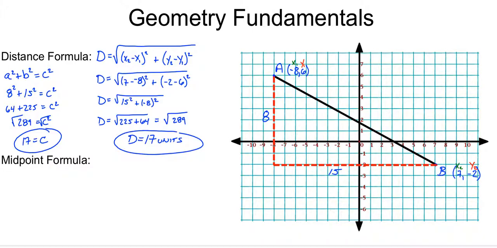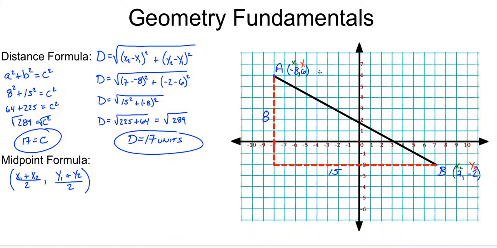For the midpoint formula, the general form is going to be this. It's going to be x1 plus x2 divided by 2. That's going to give you your x value. And the y value is going to be y1 plus y2 divided by 2. So basically, what I'm going to do is take the x values, add them together, and divide by 2. Take the y values, add them together, and divide by 2. And that's going to be my midpoint.